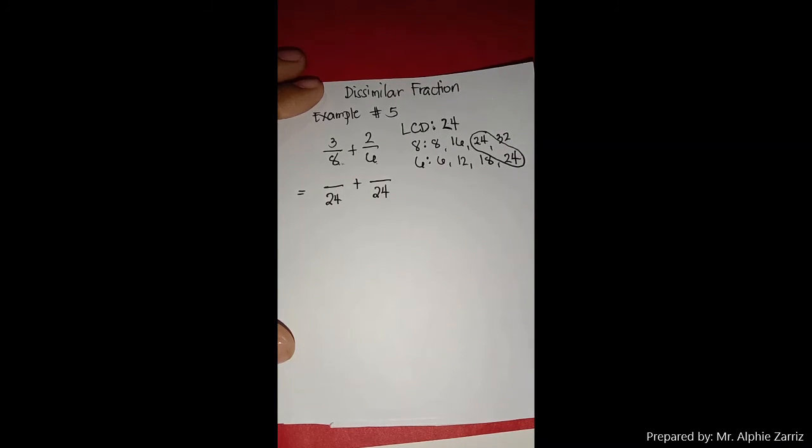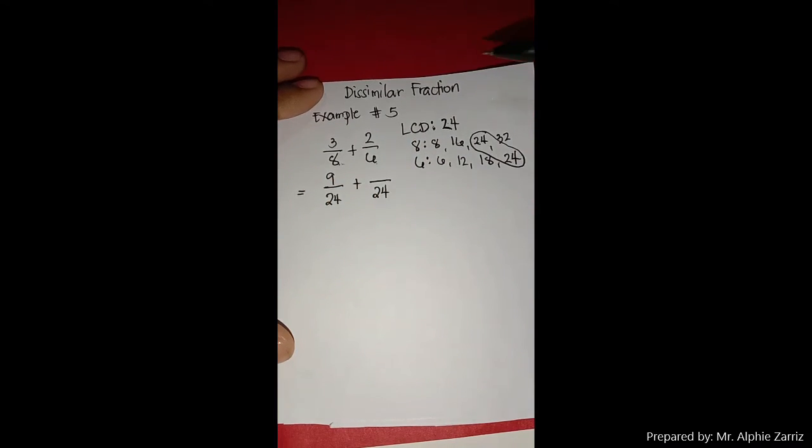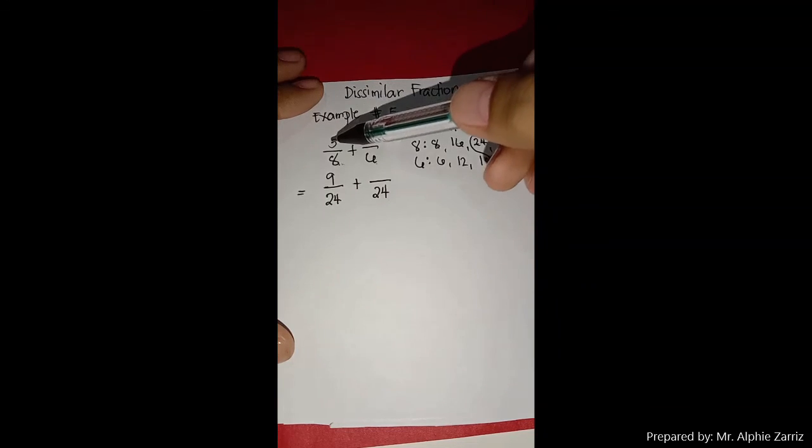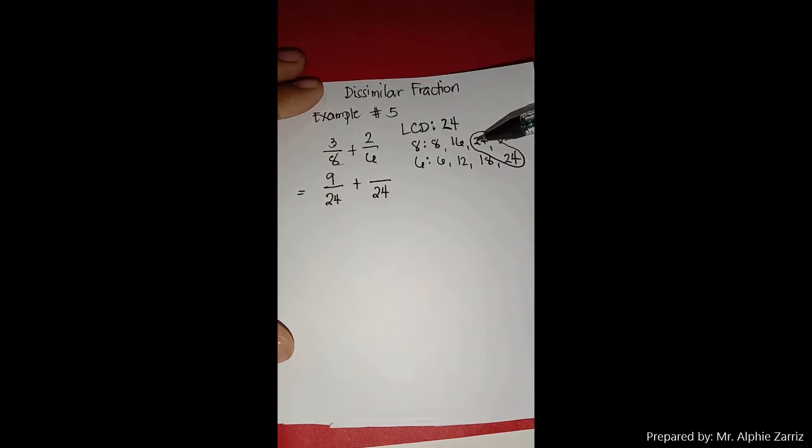So, for example, ipapakita ko. We have here sa 8. So, meron tayong 1, 2, 3. So, meron tayong tatlong factor dito. Therefore, 3 times 3, we have 9. So, ulitin ko. Count yung number na nakuha natin sa ating paghahanap kay LCD. So, 1, 2, 3. And then, multiply natin kay numerator. So, 3 times 3, we have 9.